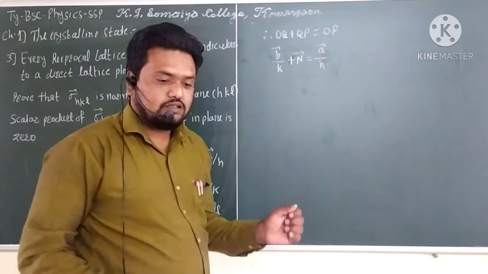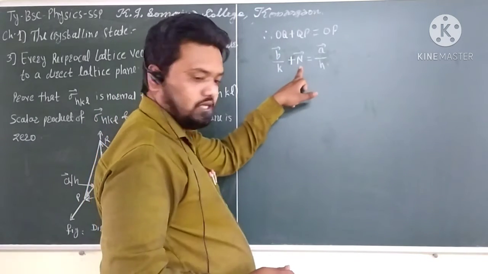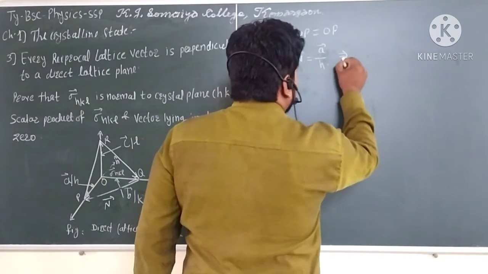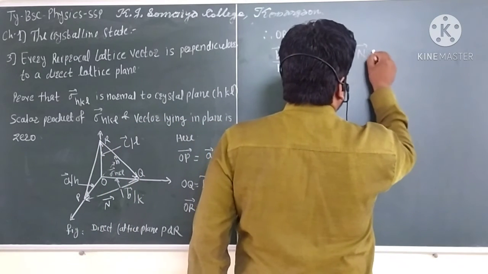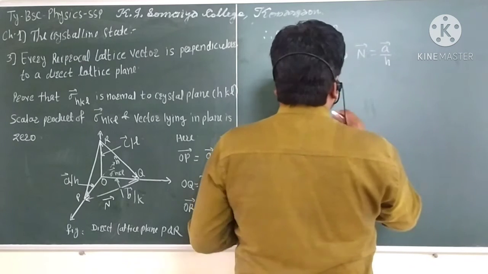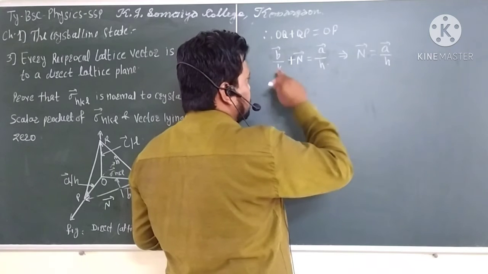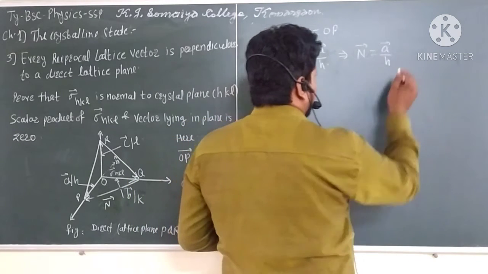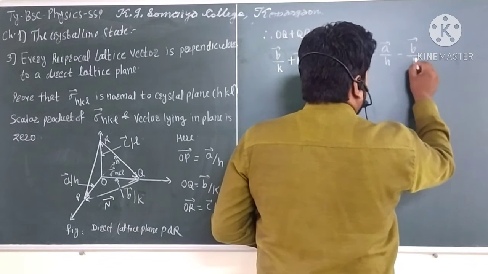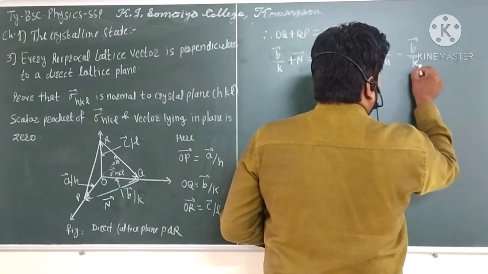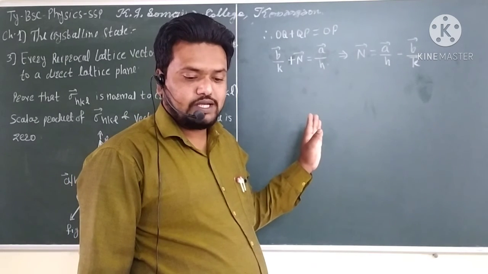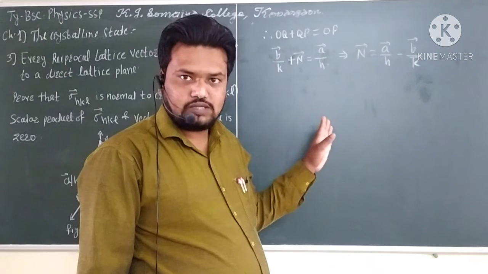If we want to calculate this N bar, what remains is N bar, given as A by H, with H as it is, minus B bar divided by K bar. So this N is calculated, and we calculate the scalar product of N and sigma HKL.